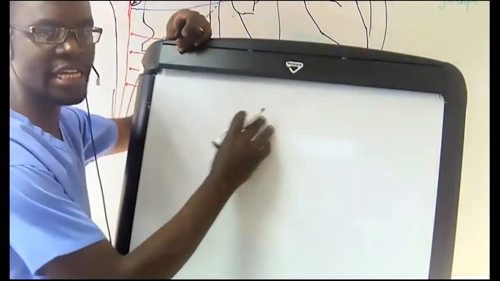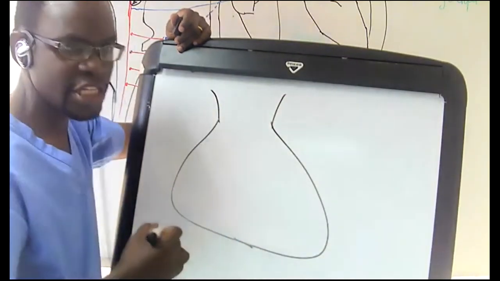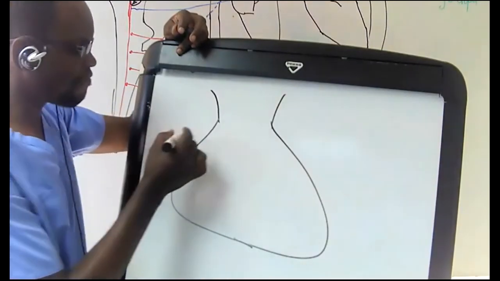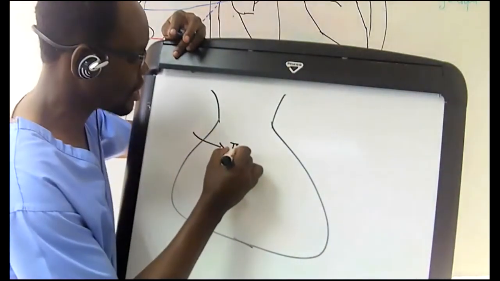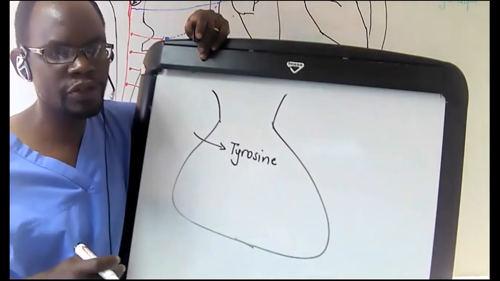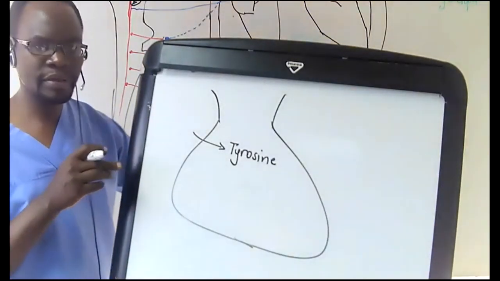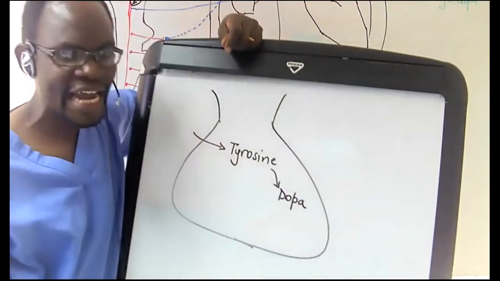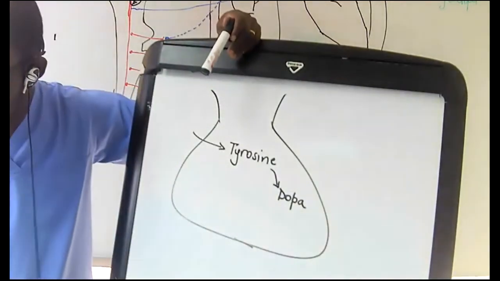Just a small illustration, assuming this is your nerve ending. Within the nerve endings, they concentrate a substance called tyrosine. That tyrosine is converted into a substance called DOPA by an enzyme called tyrosine hydroxylase, TH.